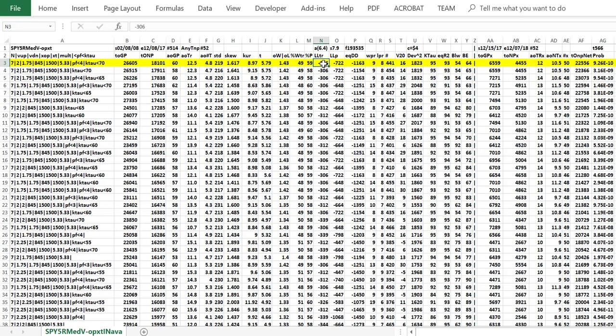Column N, the largest losing trade in the period from 2008 to 2017 was minus $306. The largest losing week, the largest losing period out of these 514 weeks, was minus $722. The largest equity drawdown was $1,163. The largest number of winning weeks in a row, or periods, was 9. The largest number of losing periods in a row was 8.